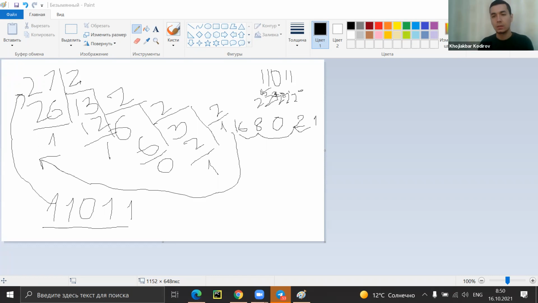How about some numbers? So can you convert it to binary?